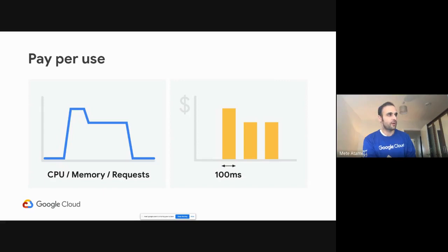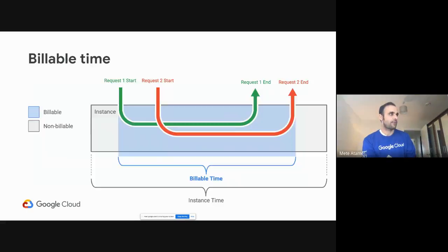You pay for the CPU and the memory that you choose and the number of requests that you get, and then you pay in 100 millisecond increments. So for example, if you have 2 requests coming in, you only pay from the beginning of request 1 to the end of request 2, right? Your container might be running longer than request 1 and request 2, but you don't pay for that. It might be just staying around for a little longer, but you only pay for the time that's actually spent in the request.